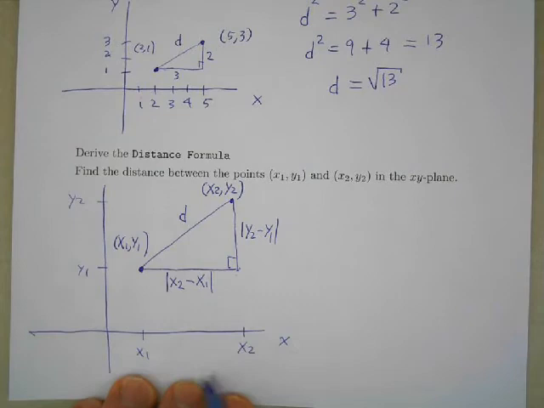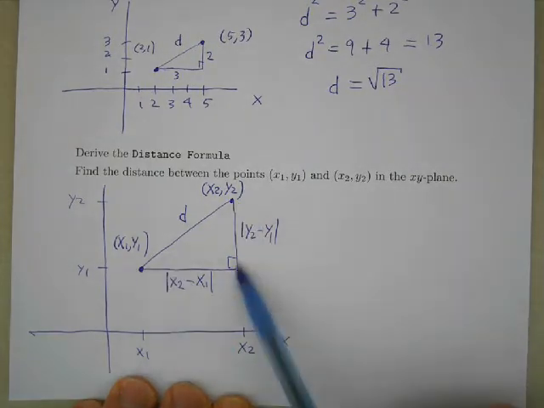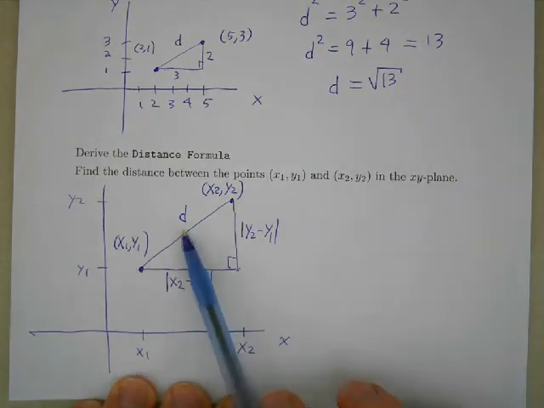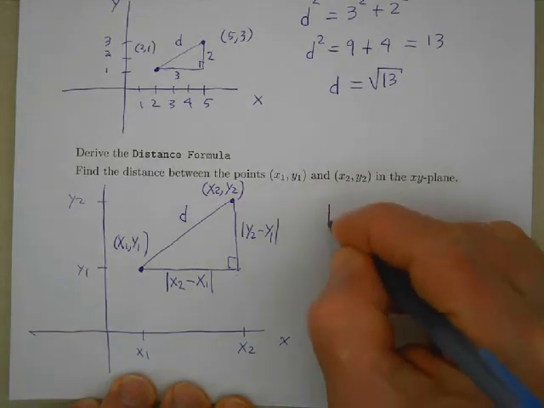Okay, then we're going to apply the Pythagorean theorem to this right triangle. So we square the length of the hypotenuse, that's d squared.